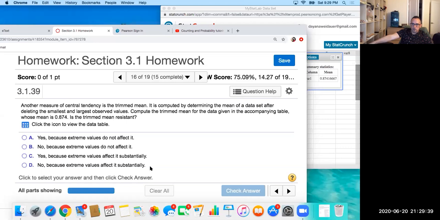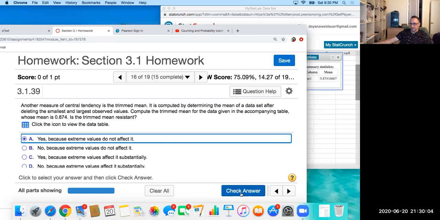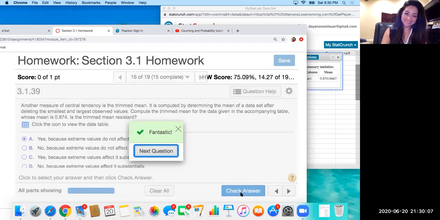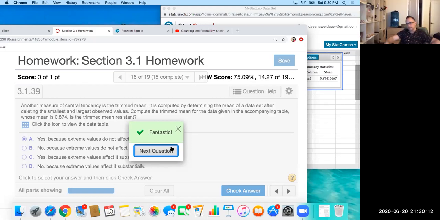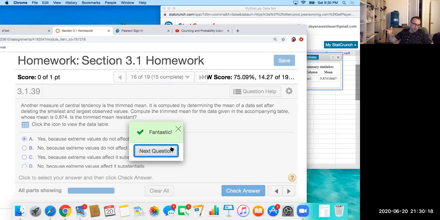Affected substantially, no. Do not affect it, yes. It's either A or D. Yes, because extreme values do not affect it. Wait, let me think. No, because extreme values affect it substantially. That doesn't seem right. Go with A. All right. I think it's a bad question, but still. So extreme values do not affect it, because we removed the extreme value.